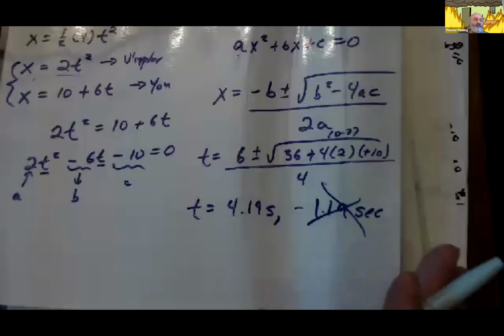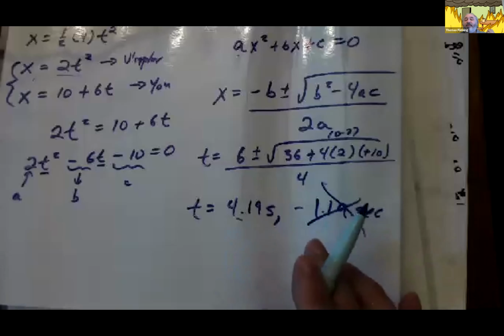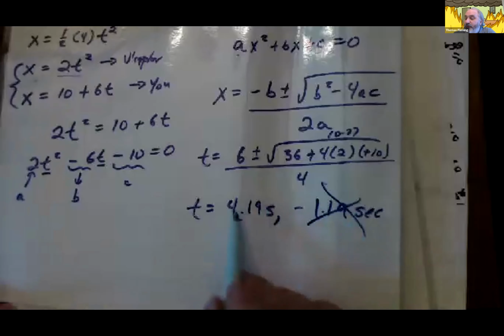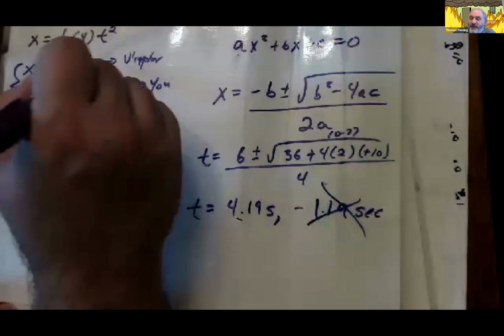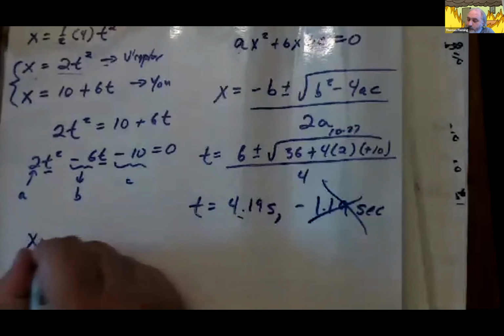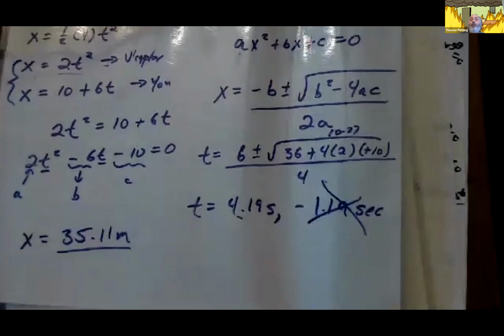So what this tells me is that it's going to take this velociraptor 4.19 seconds in order to catch you. So if that's the case, what's the answer to the question? Well, after 4.19 seconds, where are you going to be? I could plug this value into either of these two equations. I'm going to plug it into this equation because it's simpler. If I take 4.19 squared times 2, I get 35.11 meters. So that's the position of the person when they get caught.